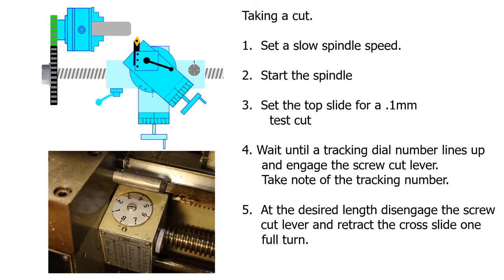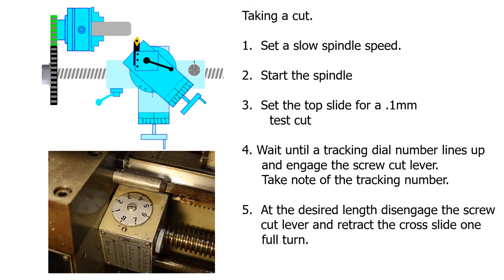Let's take a cut using the engage-disengage method. Set a slow spindle speed. This is a manual operation, so you want to be able to control what's going on. Start the spindle. We're going to do a light test cut, so set the top slide to about 0.1 millimeter test cut. Watch the tracking dial as it's turning. When a number lines up, engage the screw cut lever. Take note of the tracking number that you used.